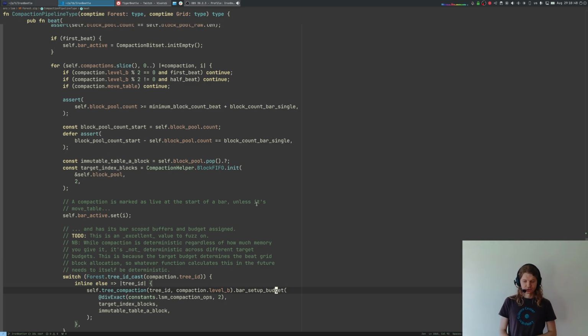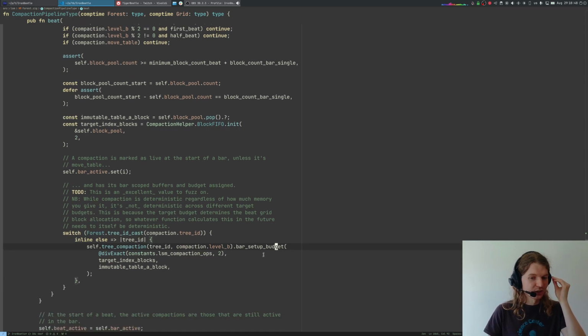And we need to somehow spread this input output across the entire bar. Because, let's remind ourselves that our bar is 32, our half bar is 16, so we have 16 ticks to do this work, and we should try to evenly spread it out. And this is what bar setup budget is doing.